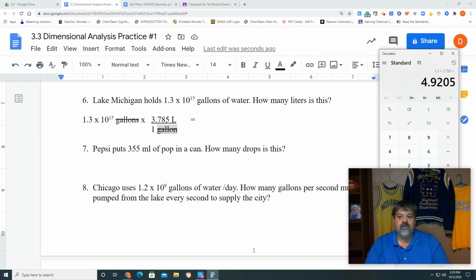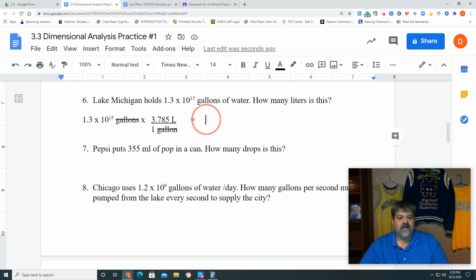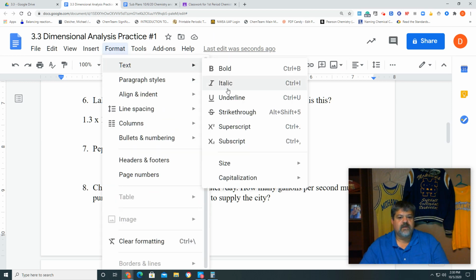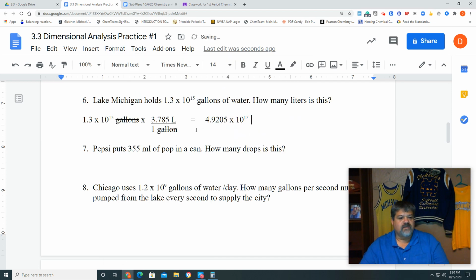And what do we equal? 4.9205. So we're going to take that number and put it right here, 4.9205. And then we're going to put times 10 to the 15th. I think the easiest way for me is just to copy that and put that right there. Paste. Okay. And one thing we do have to worry about is what is the unit? The unit that was left over was liters.